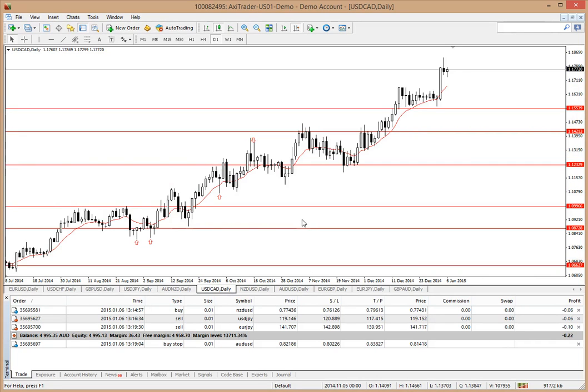US dollar to Canadian, doesn't seem to be too much going on. It looks like almost a pin bar there, but there's nothing certain at this point. So we'll just keep an eye on it and see what happens next.